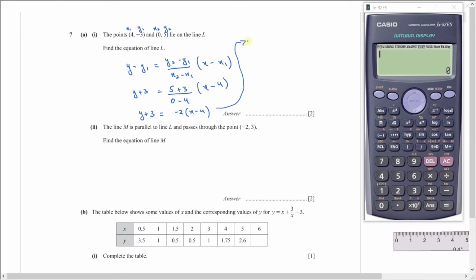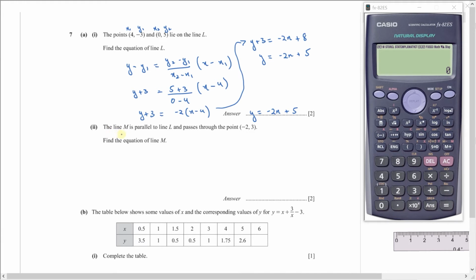So let me continue here. If I open this bracket, I will get y plus 3 equals minus 2x plus 8. And if I take this 3 to the other side, I will get y equals minus 2x, 8 minus 3 will be plus 5. So this will be your equation, y equals minus 2x plus 5.